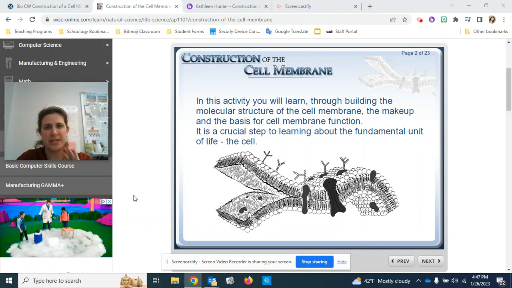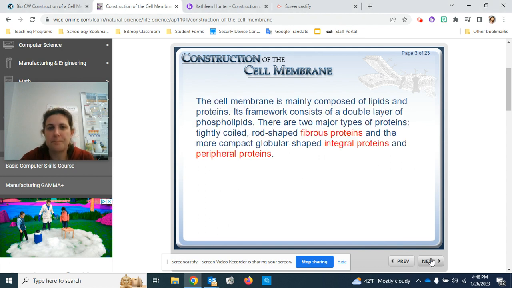So we're going to go through this website together for the beginning, and then I'm going to give you the link for you to do it on your own. In this activity, you will learn through building the molecular structure of the cell membrane, the makeup and basis for cell membrane function. So we're going to build a membrane virtually because honestly, when we build it with real paper, it's so tedious to cut everything out. I do have models we'll use, but for now we're going to look at it virtually so you can get used to all the shapes of everything.